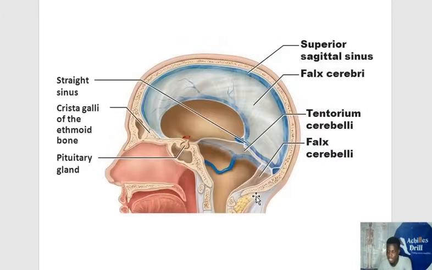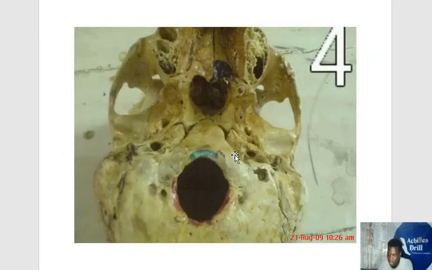Let's move on to our next models. This picture is showing the falx cerebri here, and then the falx cerebelli down here. Of course there's the internal occipital protuberance associated with the confluence of sinuses. See the pituitary gland inside the sella turcica. And that's that about that.